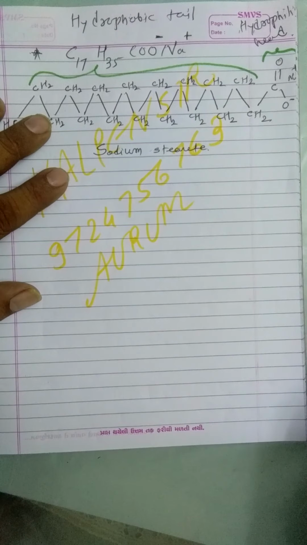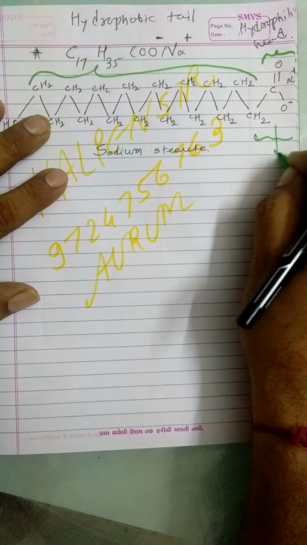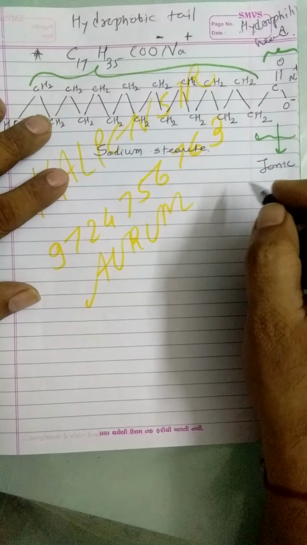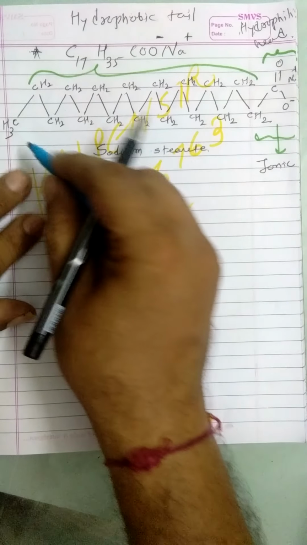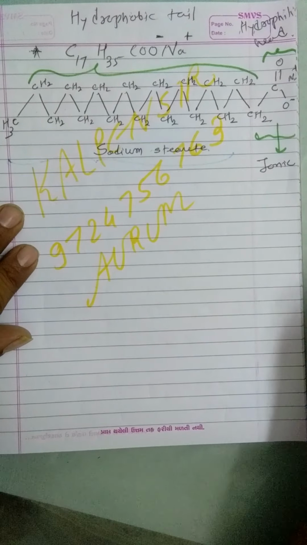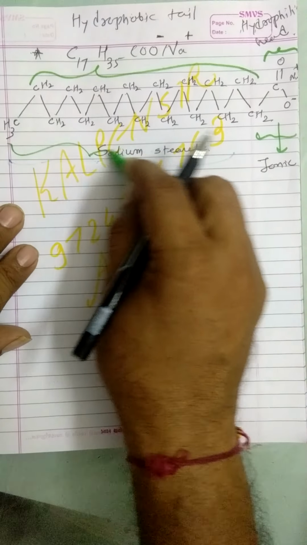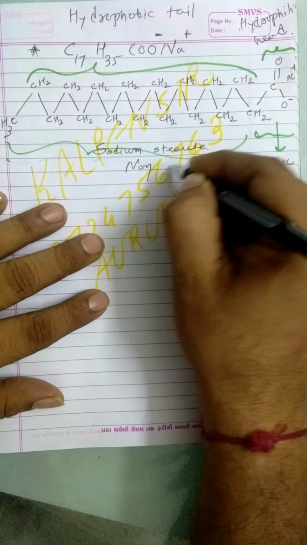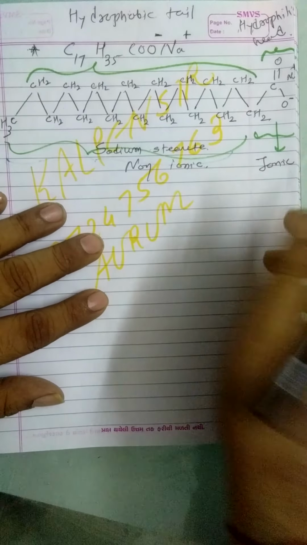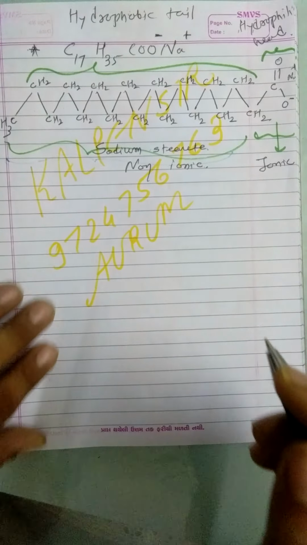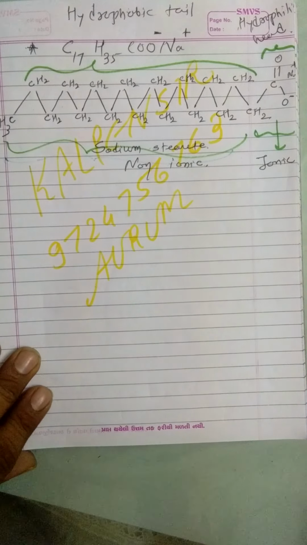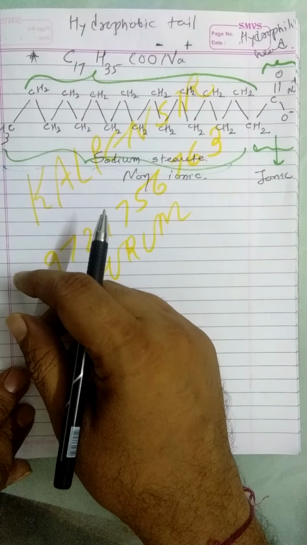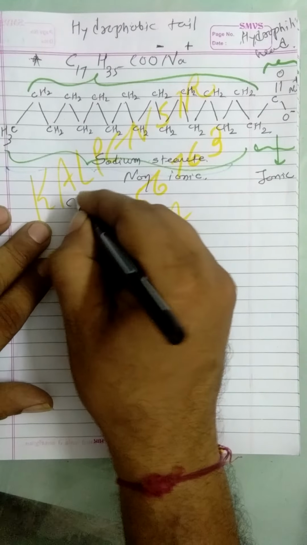This small part, COONa, is ionic and is called the hydrophilic end. The remaining part, which is water insoluble and non-ionic, is called the hydrophobic part. This is the structure of soap. Now let us see the cleaning action of soap.